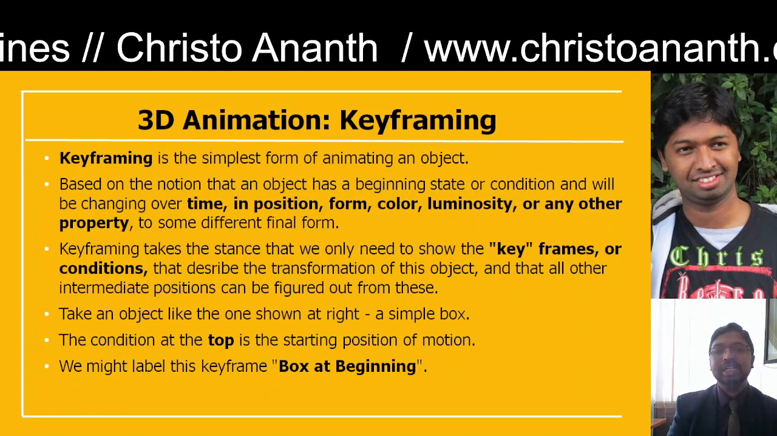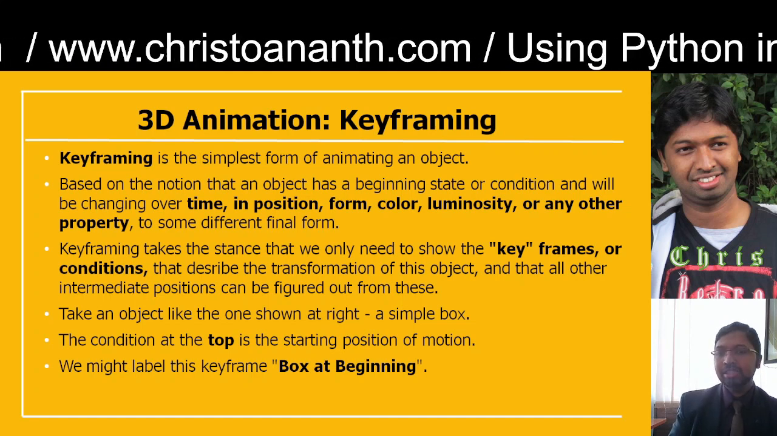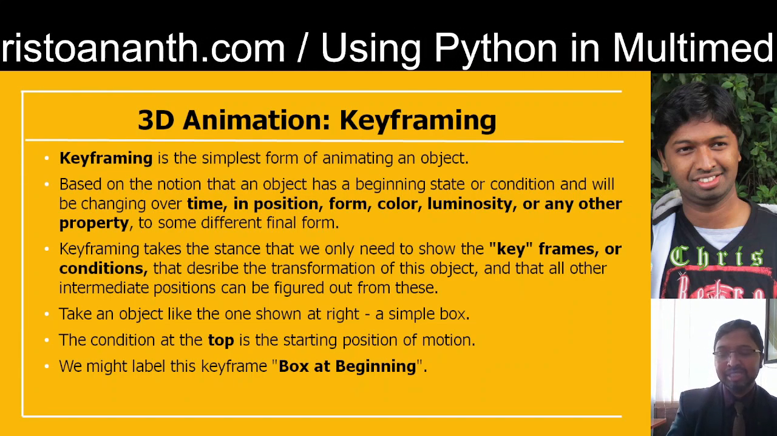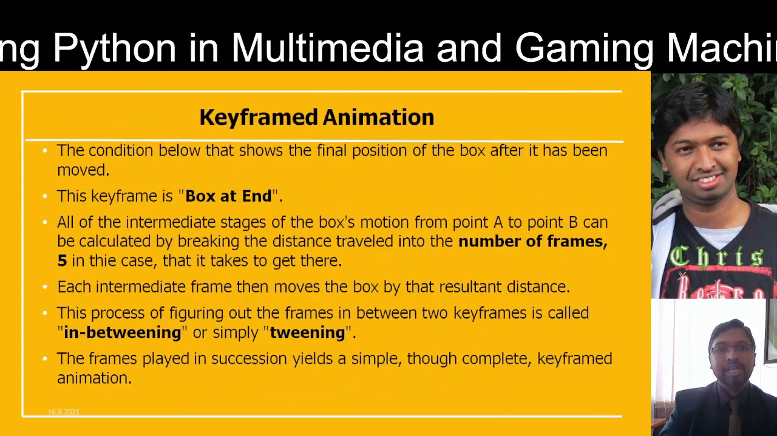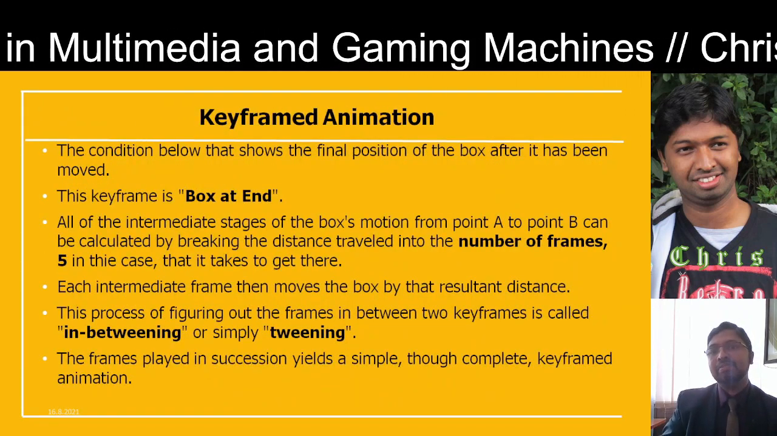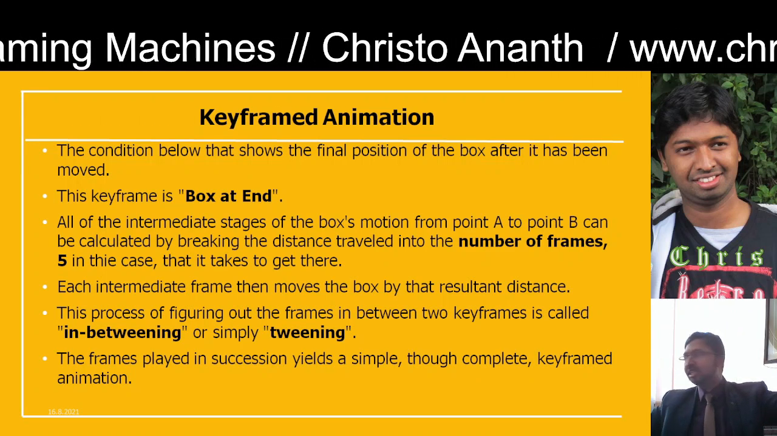The condition at the top you can call the starting position of the motion, and you can label it as the box at beginning. And the final condition, the final position of the box, is the box at end. So this is box at beginning, this is box at end.